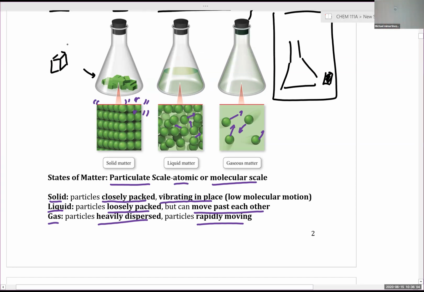Any questions so far? So this is a good example of how chemists think. We look at matter and we try to look at the fundamental components that make up matter. And by understanding the fundamental components and the behavior of these fundamental particles, we can understand the behavior of bulk materials.